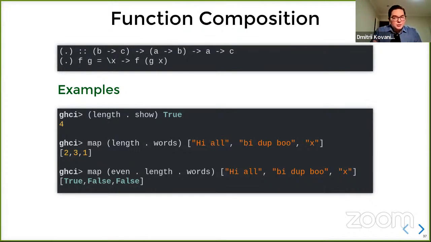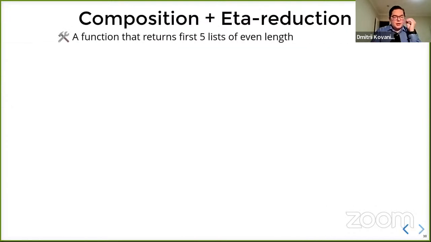For example, we have a list of strings, a list of sentences, and we want to calculate how many words are in each sentence. So we just apply a composition of the functions words and length. We just split each string into words, and we apply length to get the number of words. And you can compose more functions. It's pretty neat. So I promised that Eta-reduction and composition play nice together. And let's see how these two features can help us to simplify some of the existing functions.